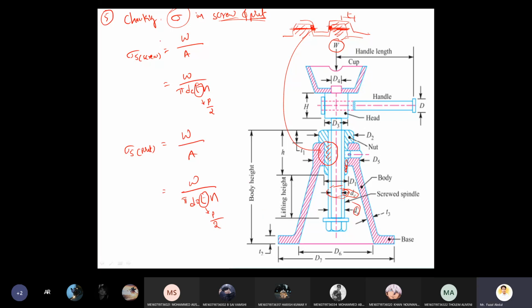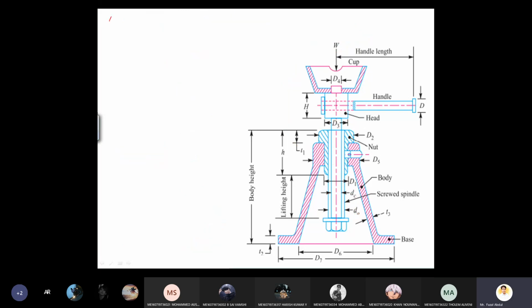Now what we are doing here is checking. These stresses are called induced stresses for the nut and screw, only the threaded portion. Try to understand, I'm saying nut and screw only threaded portion, not along the solid rod. So these induced stresses should always be less than the permissible stresses. This condition should be satisfied. This is the fifth point.